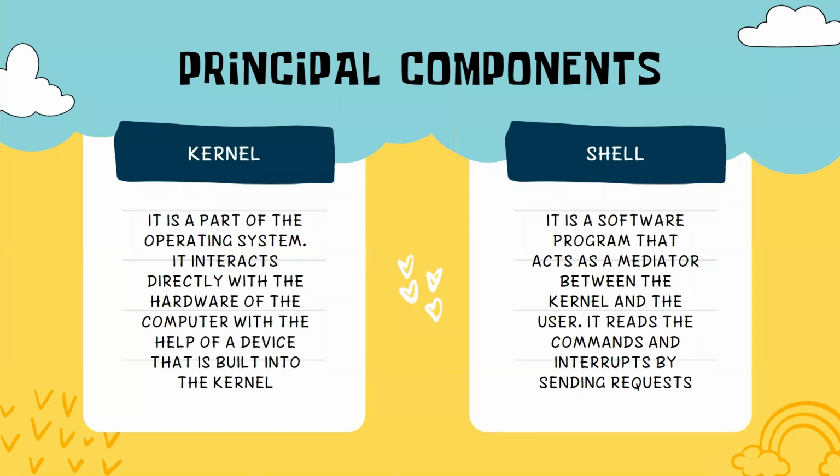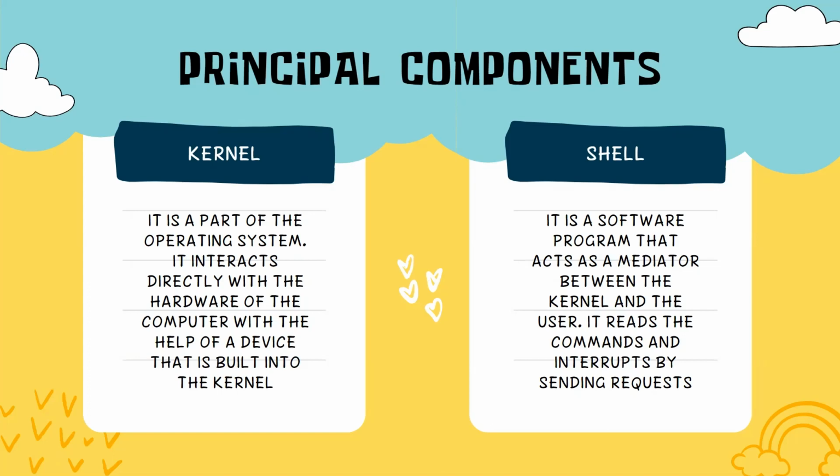Now we're going to talk about the principal components. The most important parts of a Unix operating system are the kernel and the shell. The kernel is a part of the operating system. It interacts directly with the hardware of the computer with the help of a device driver that is built into the kernel. Its functions are memory management, controlling access to the computer, maintaining the file system, and others.